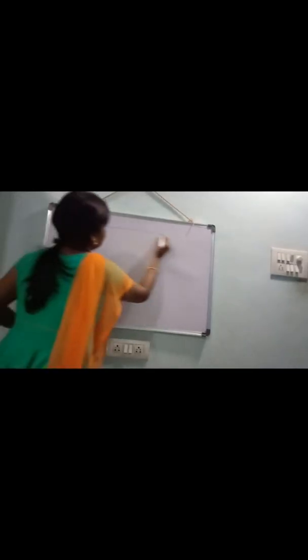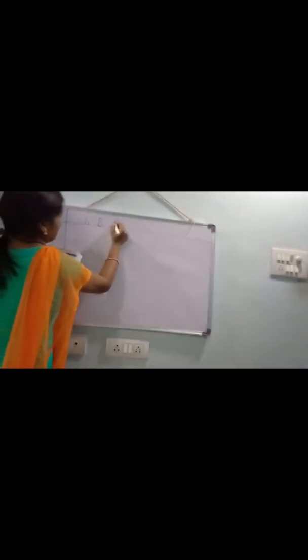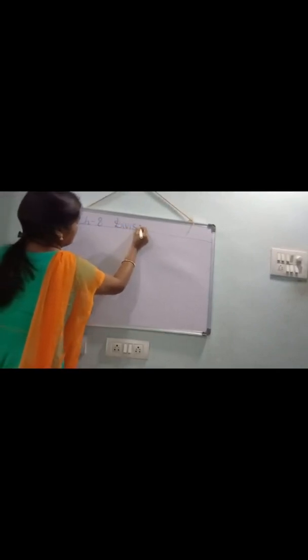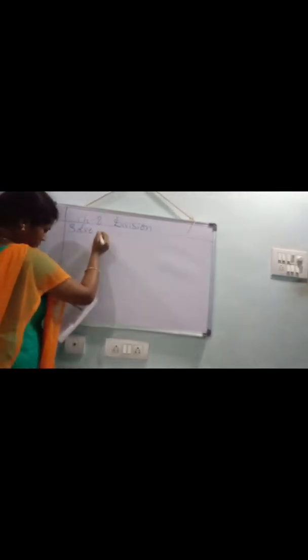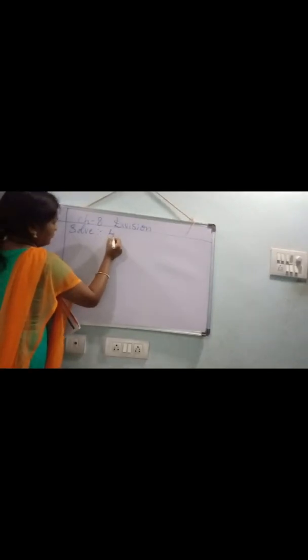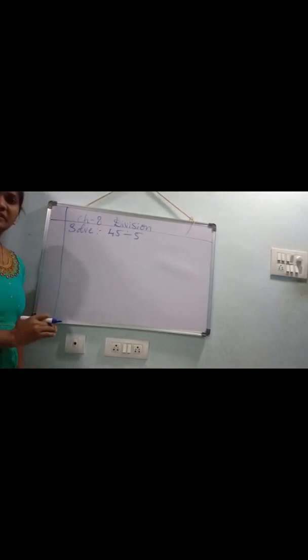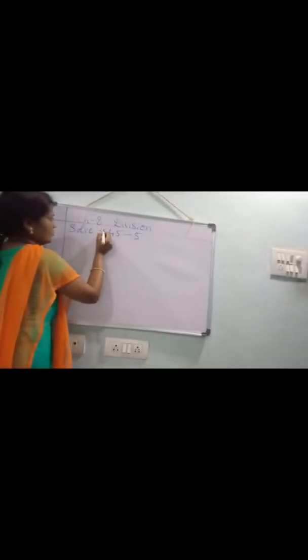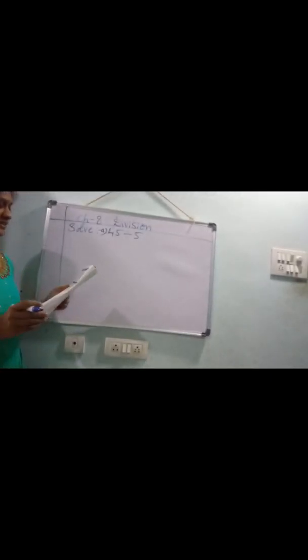Children, you should learn how to do division sums. Solve 45 divided by 5. How to do this? Tell me how to do. First of all, what do you have to do? You should write the dividend and divisor.